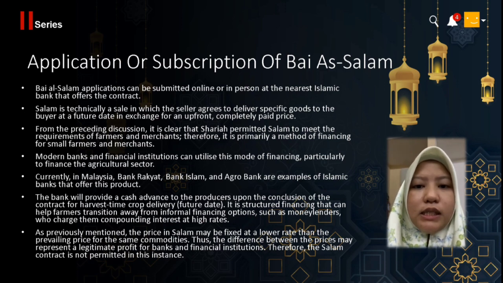From the preceding discussion, it is clear that Sharia permitted Salam to meet the requirements of farmers and merchants. Therefore, it is primarily a method of financing for small farmers and merchants. Modern banks and financial institutions can utilize this mode of financing, particularly to finance the agriculture sector. Currently, in Malaysia, Bank Rakyat, Bank Islam, and Agro-Bank are examples of Islamic banks that offer this product.